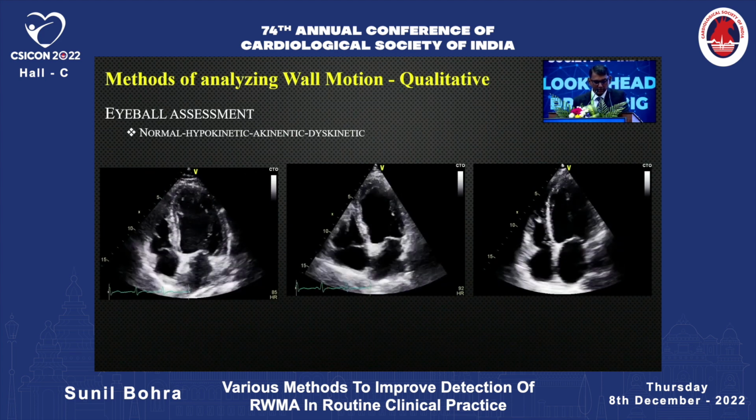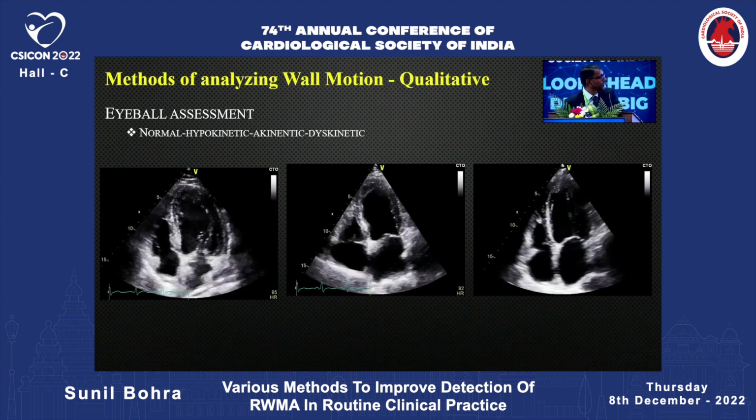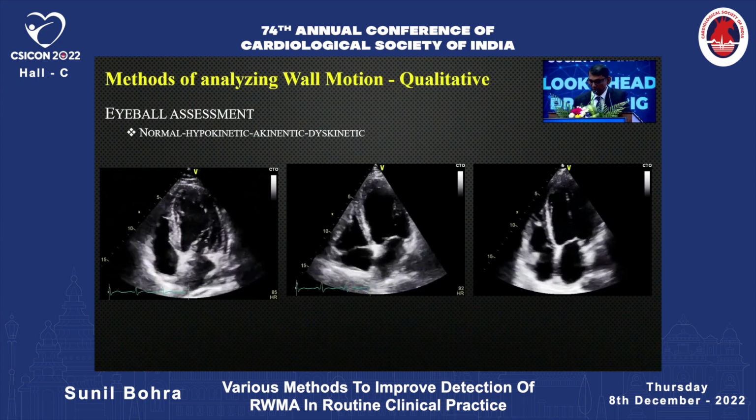Eyeball assessment is the age-old and very routinely practiced method, wherein we can look at whether normal kinesia is there or whether it's hypokinetic, which you can see in the middle video. The apical segment is hypokinetic, and in the right side image you can see that it is akinetic.